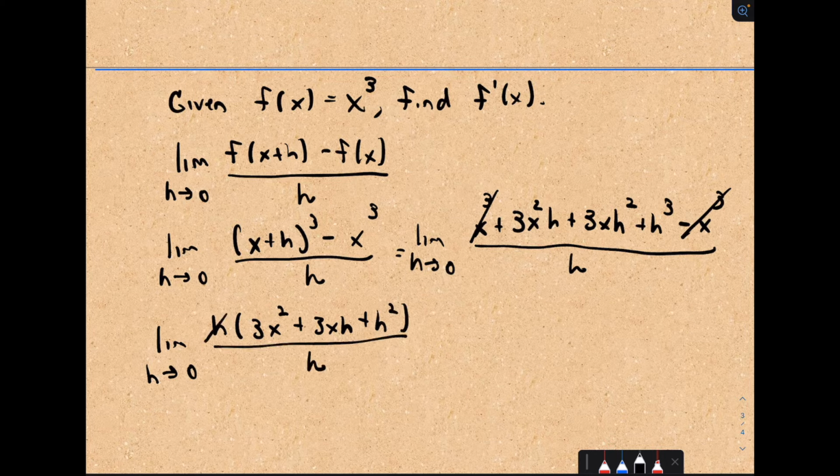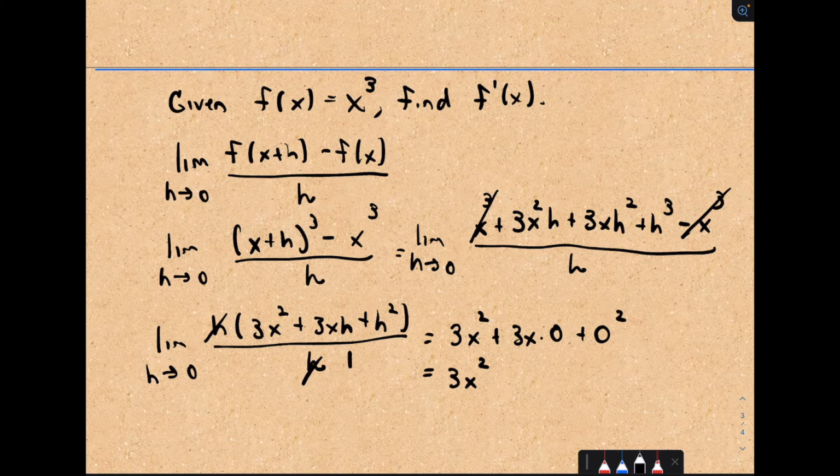Well, again, I can cancel out those h's. You can imagine there being a 1 left over in the denominator. And if I plug in h equals 0, I would have 3x squared plus 3x times 0 plus 0 squared. And that just leaves me with 3x squared. So that would be the derivative of the function x to the third.